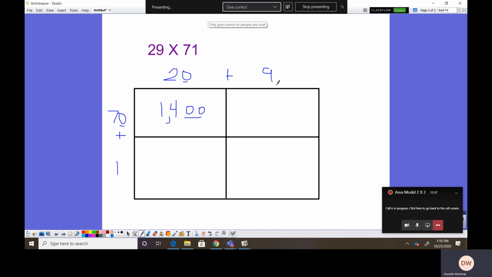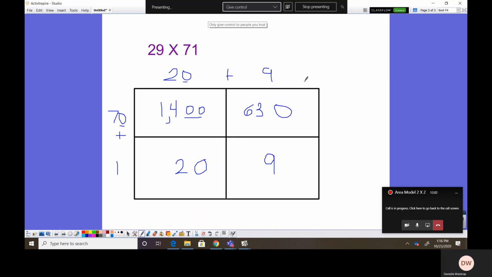9 times 70 or 70 times 9, there's 1 zero, and I know that 7 times 9 is 63, so that was 630. 20 times 1, well, there's 1 zero. 2 times 1 is 2. I know 20 times 1, that's the ones fact. I know that's 20. And I know 9 times 1, any number times 1 is going to be itself. So 9 times 1 is 9.